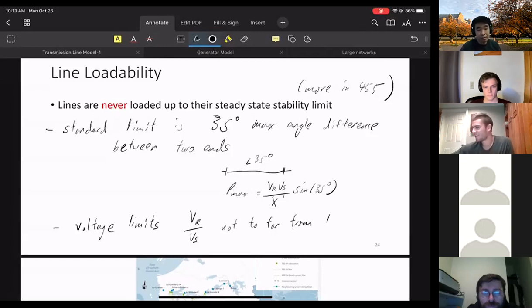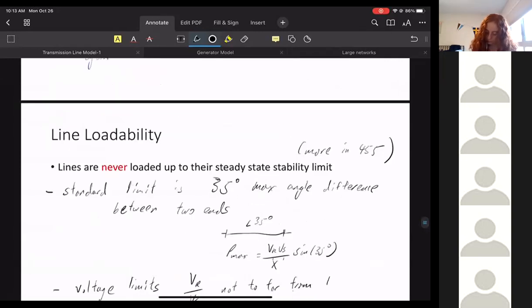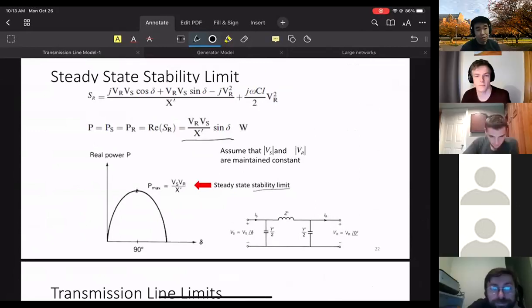Okay, any more questions about the line stability limit, about the line loadability on the active power part? This equation is an important equation to remember and know how to find. You'll see this equation all over the place when you do power system engineering. It's quite commonly used.